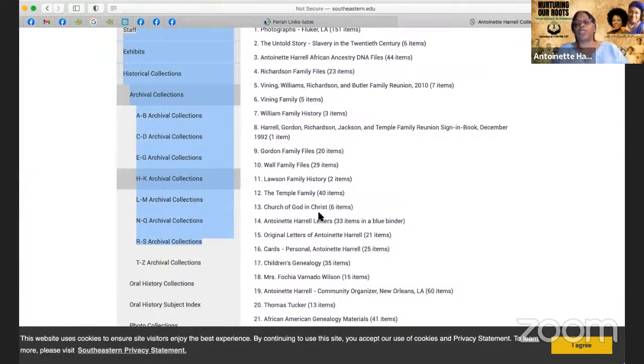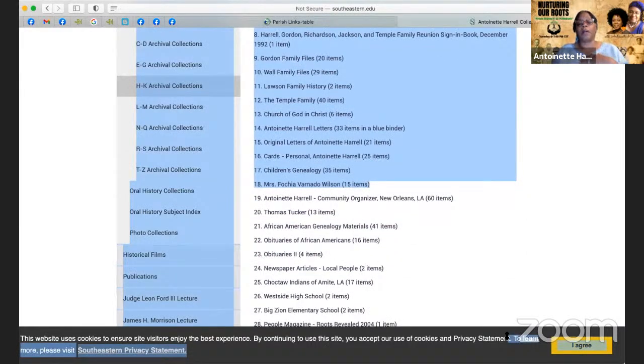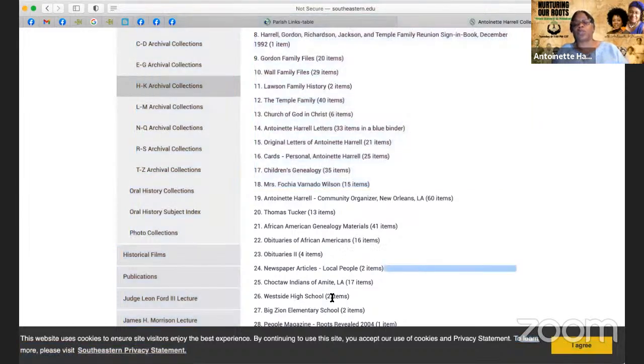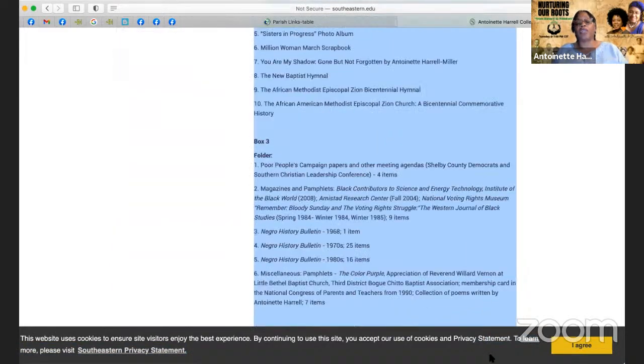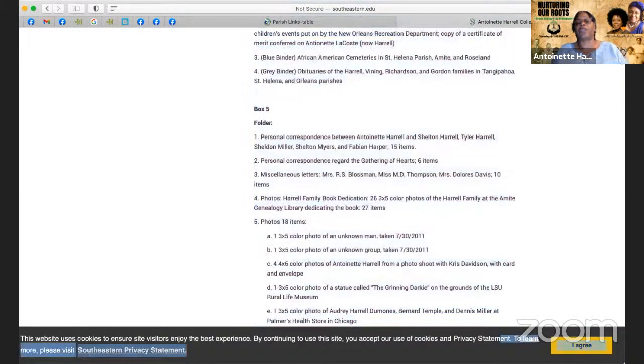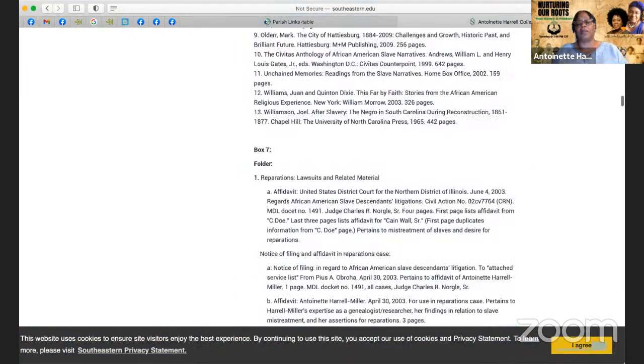Lawson, Temple, the Church of God in Christ. That was Miss Fosha Wilson, 15 items. Thomas Tucker, 13 items. Now, I don't remember what those 13 items are because it's been so long. But obituaries, there's an extensive list of obituaries. African American, 16, but there's so much more. West Side High School, 2 items. But just to give you a general idea, if you're sitting at home and you want to know if there are any records preserved, don't ever think there aren't, because you will find something.